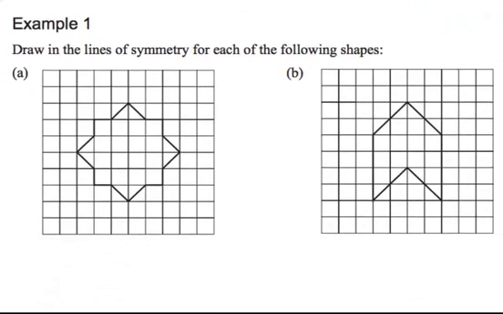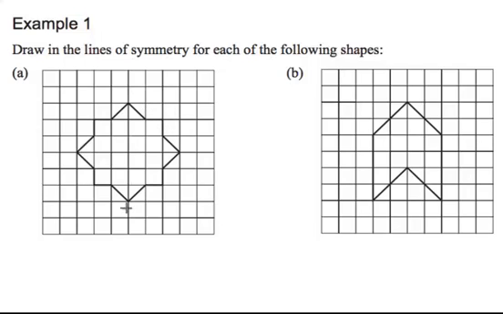Example 1. Draw in the lines of symmetry for each of the following shapes. So we have to look at this one and figure out what's going on. I'm going to use a green hash line to draw in the lines of symmetry. If we look at this shape, we see it's a square that comes out here, sort of turns into a bit of a star.